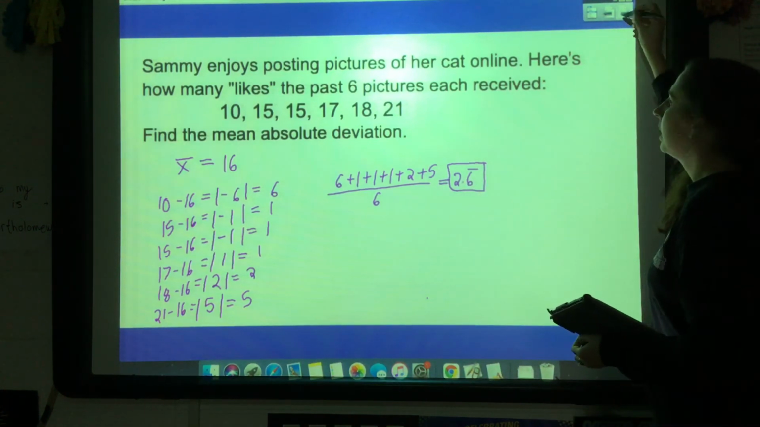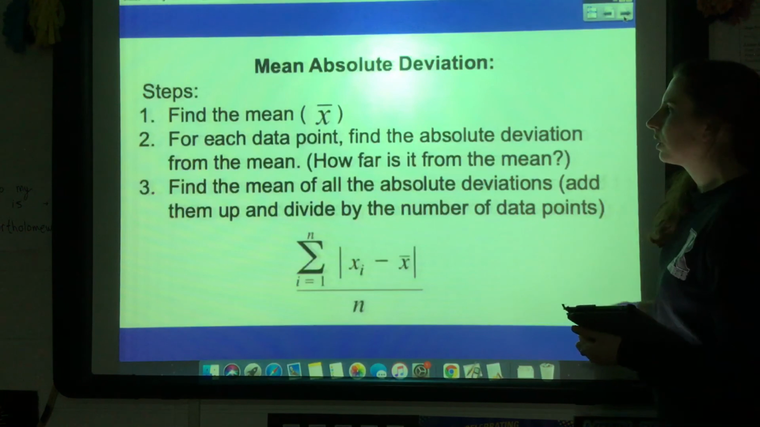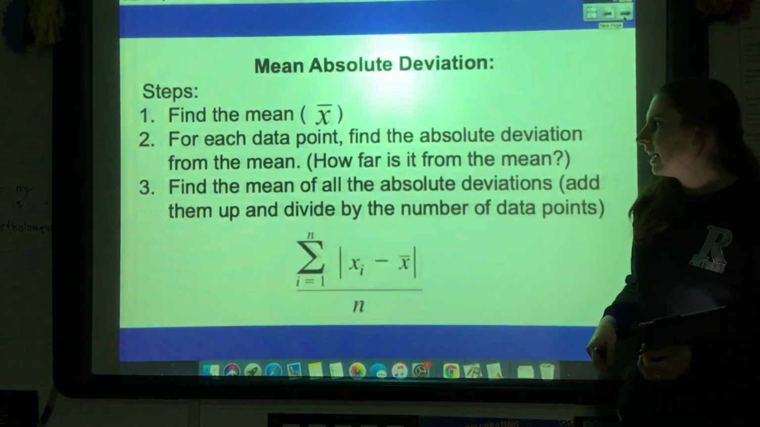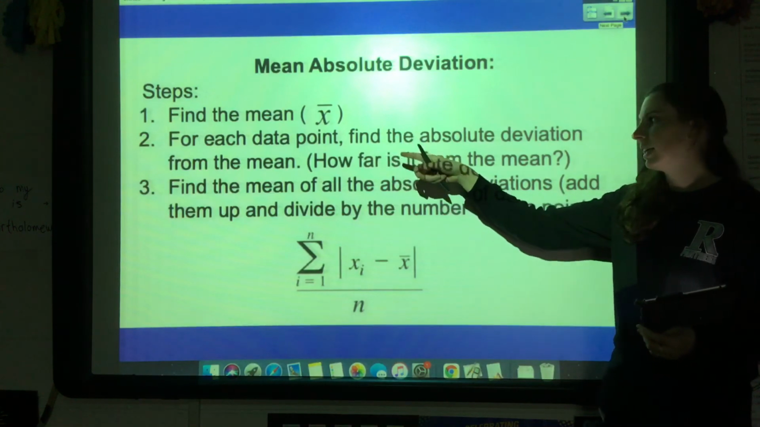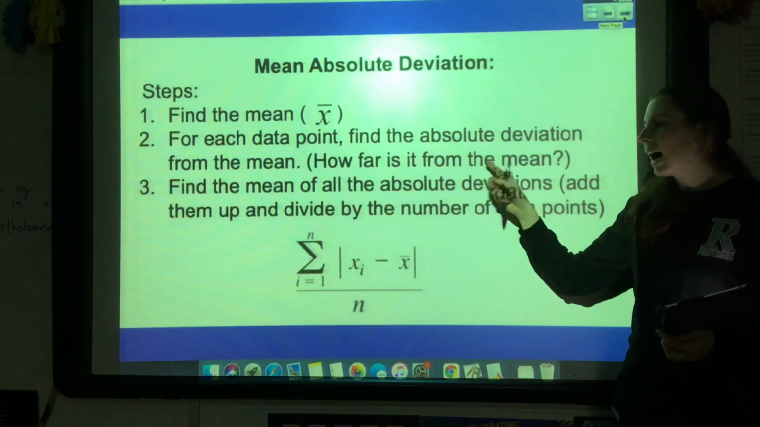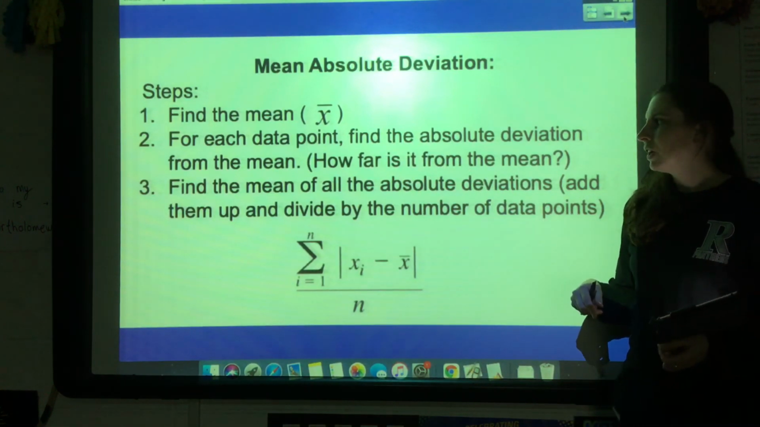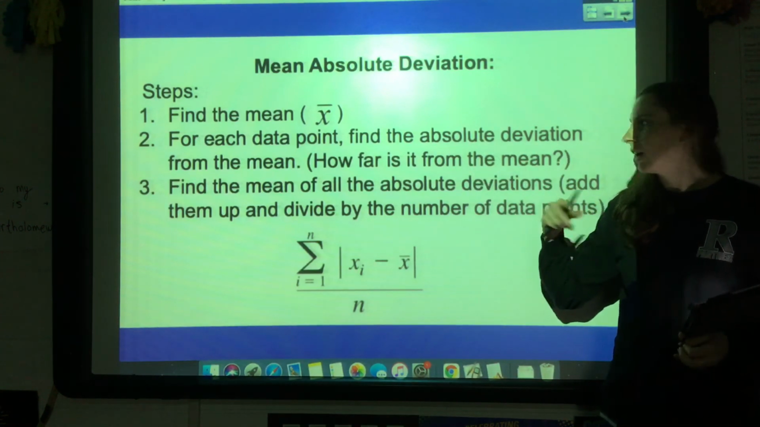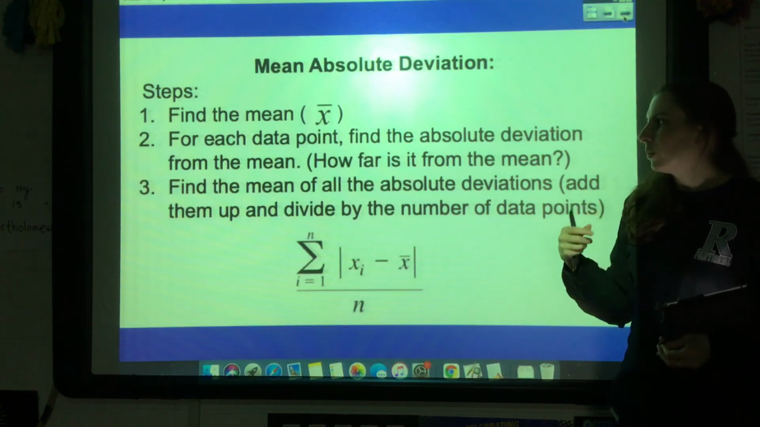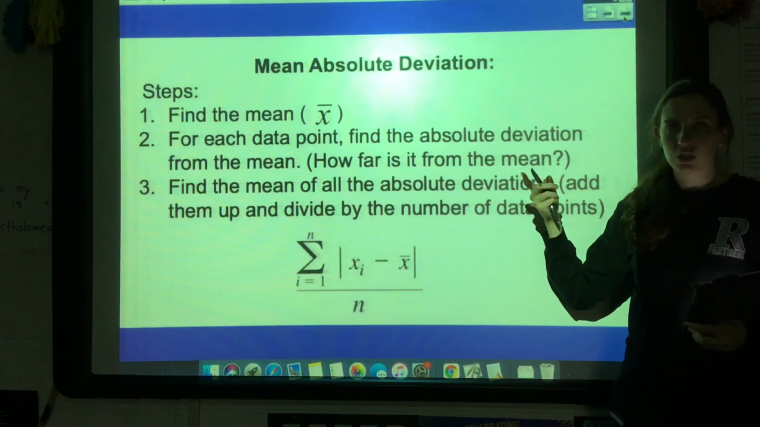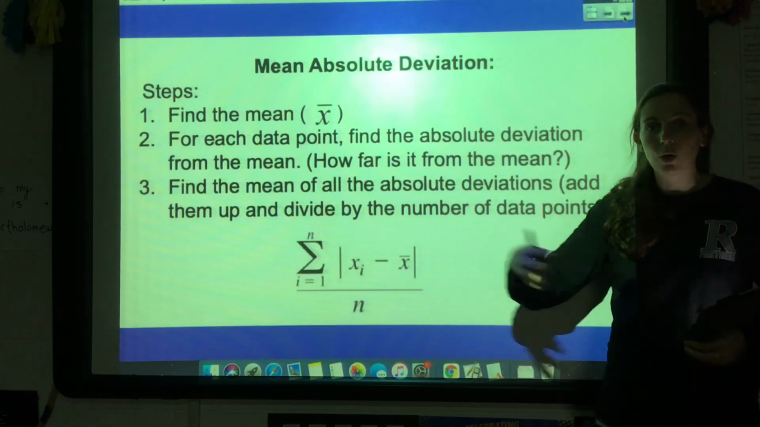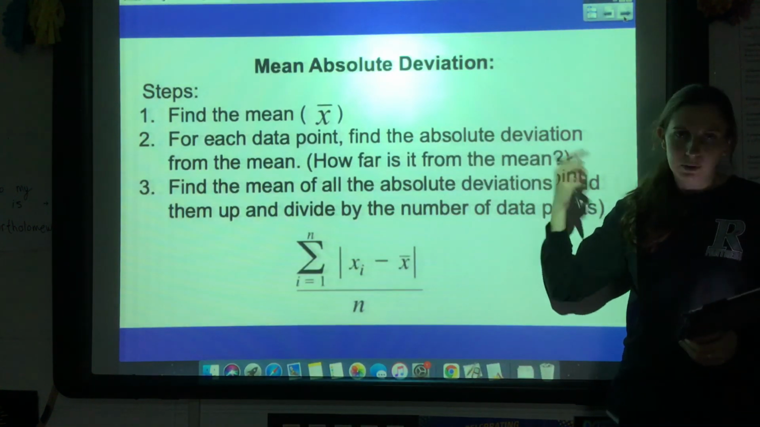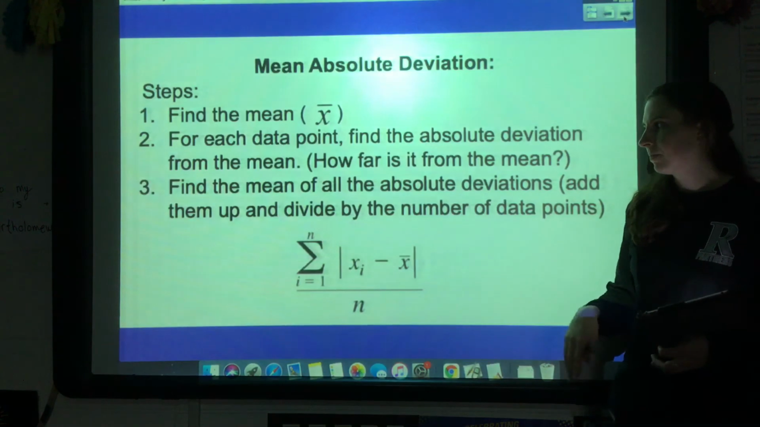So here are those steps, if you want to write those down. Step 1, find the mean. Then, for each data point, figure out how far it is from the mean. So subtract the mean and then do absolute value. We call this the absolute deviation. To deviate means to go away from. So how far away are these data points from the mean? How much do they deviate?